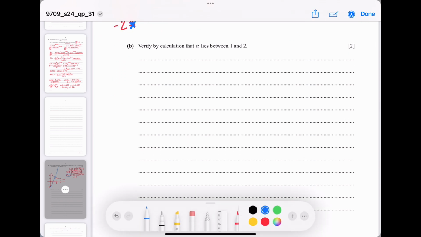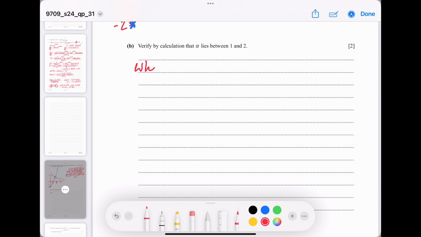Verify by calculation that the value lies between 1 and 2. Couple of different ways of doing this. You can substitute in these two values and compare your outputs, or you can move everything to the same side and determine if one goes from negative to positive. I'm going to substitute the values in.